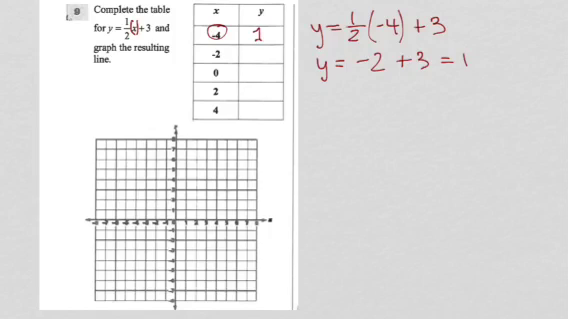So I fill in the table with a 1, and now I graph that point. Negative 4, comma 1. So that's left 4 and up 1 space.